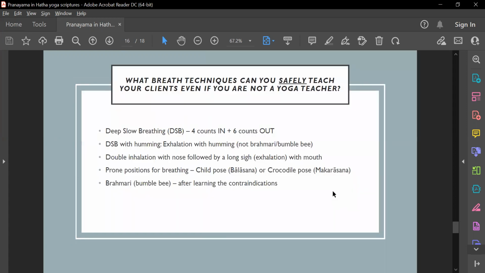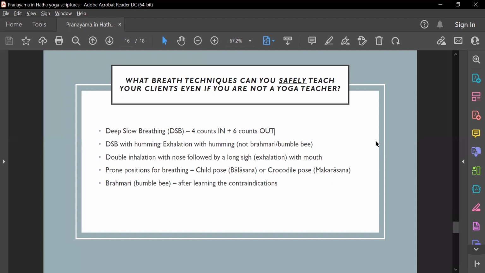So what can you take away from all of this information? What breath techniques can you safely teach your clients, even if you're not a yoga teacher? I'm consciously using the word breath here, because instead of teaching them advanced pranayama techniques, you can bring a lot of difference in their life and symptoms by just teaching them simple breathing techniques.